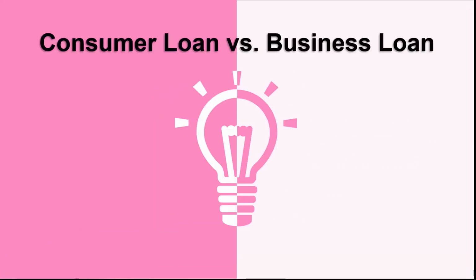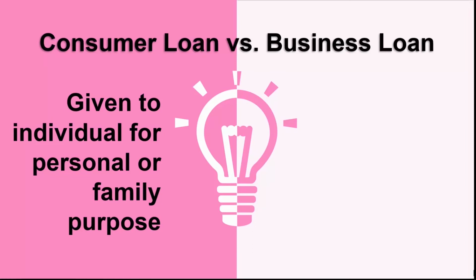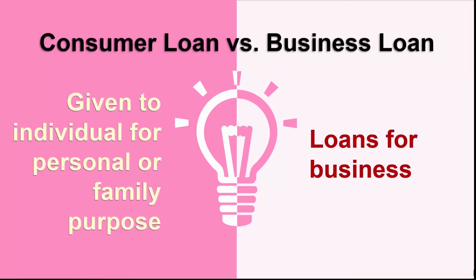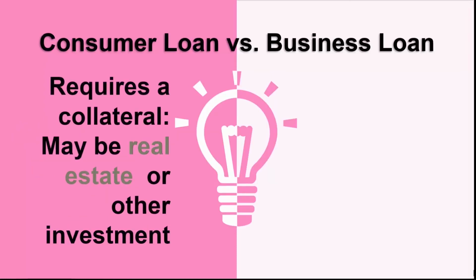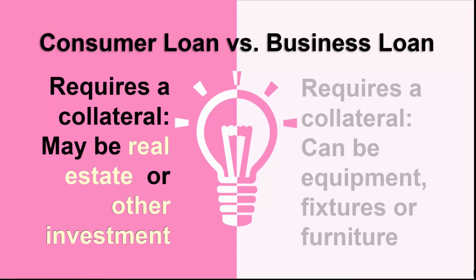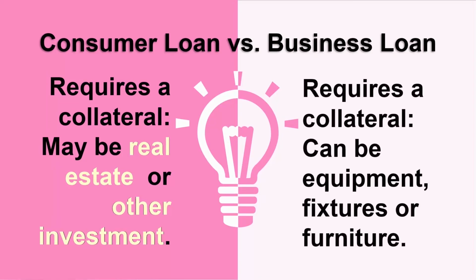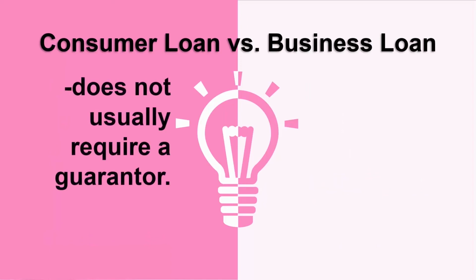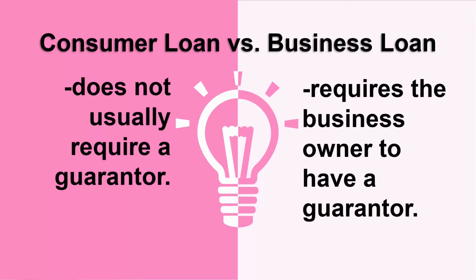Now, let us differentiate consumer loan and business loan. Consumer loan, given to an individual for personal or family purpose, while business loan, loans for business. Consumer loan requires a collateral, may be a real estate or other investment, while business loan also requires collateral, but it can be equipment, pictures, or furniture. In consumer loan, it does not usually require a guarantor, while in business loan, it requires the business owner to sign as guarantor.